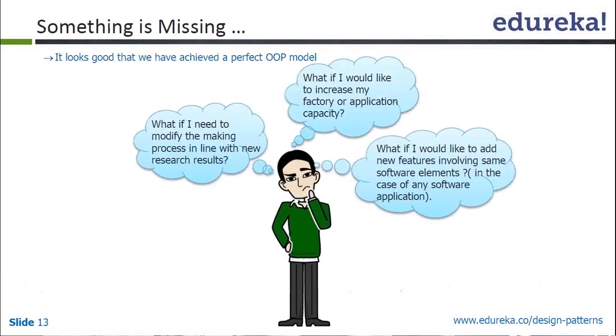When we look at it, we definitely know that there is something missing. And what is it missing? Well, how about a change required because there is a new research coming in? Or how about I want to scale up my application? In this case, for example, I want to increase the unit production per day of my factory. In a software world, that will mean how can I make my application run faster?